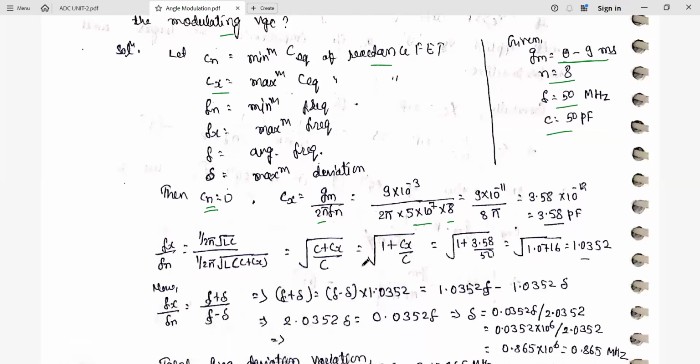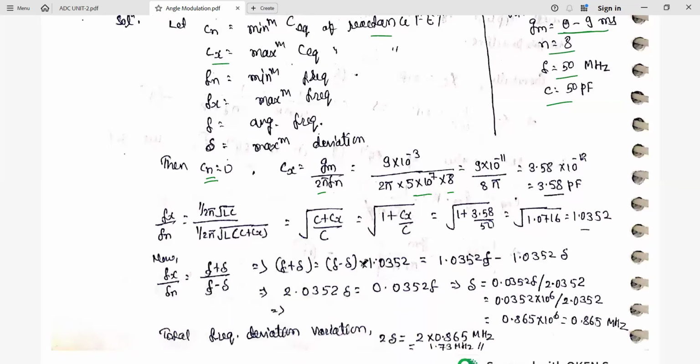Now we are trying to find Fx by Fn, that is the frequency by the oscillation frequency. We have F equal to 1 by 2 pi root under LC. In the second case, we have C plus Cx inside. So after rearrangement, we are going to get root under C plus Cx by C. Cx we already got here as 3.58 picofarad, so that value is substituted, and the capacitance is given as 50 picofarads. So finally we have 1.0352 as the ratio of Fx by Fn.